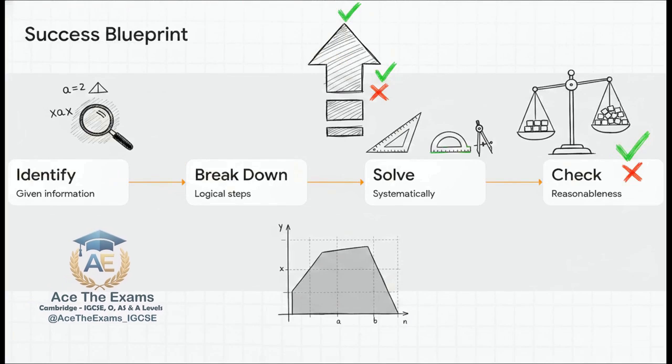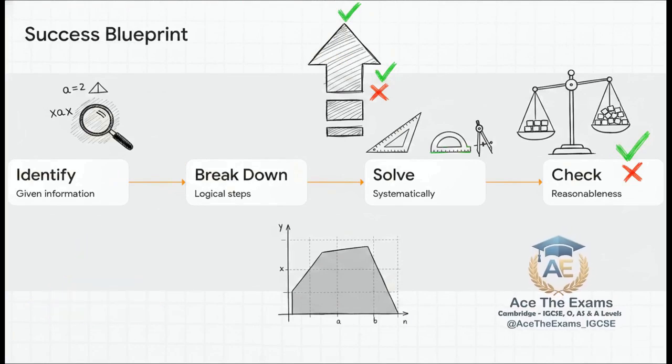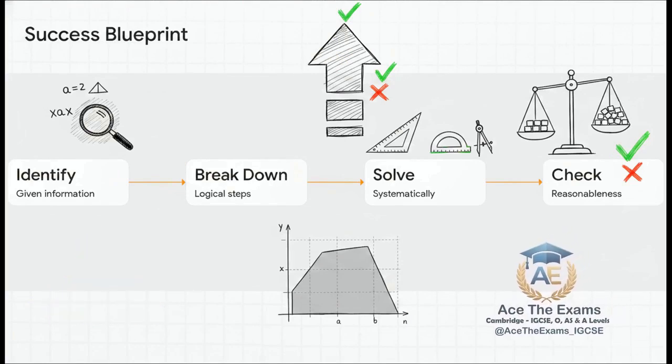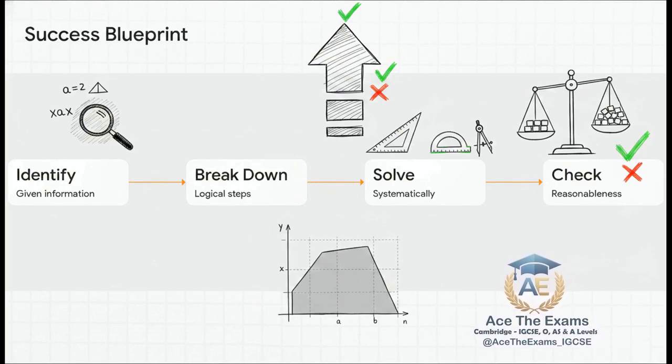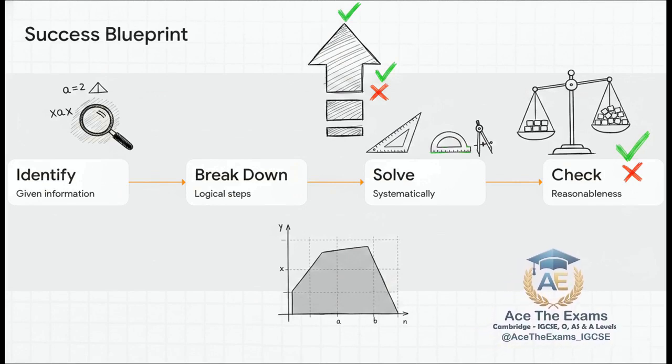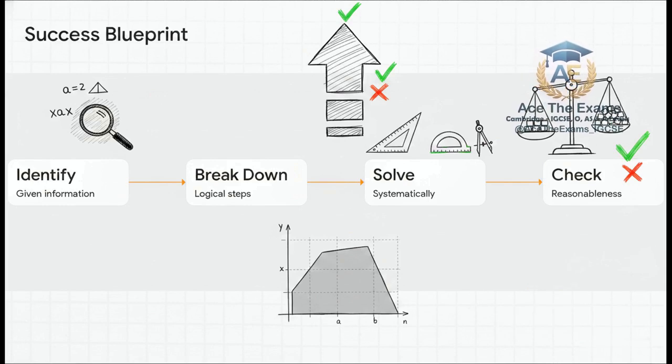In Cambridge mathematics exams, marks are explicitly awarded for the process itself, not just that final calculated value sitting at the bottom of the page. You could literally make a simple arithmetic error right at the end, but if your methodology is perfect, you are still going to secure the vast majority of the marks. This 4-step framework, what I call the mathematics success blueprint, is what you must use to build a robust answer.